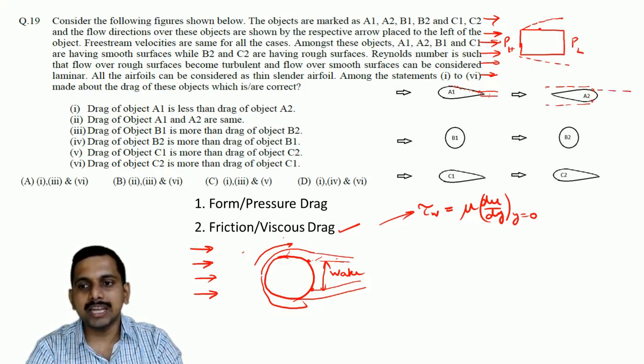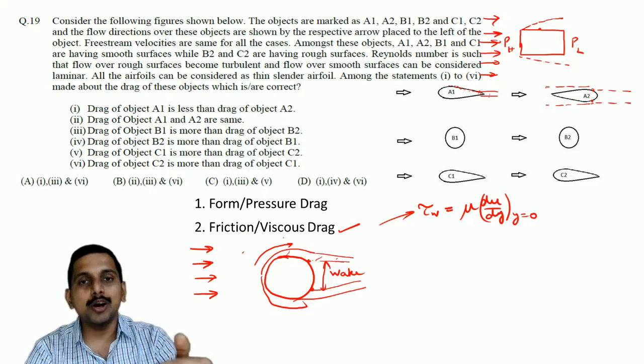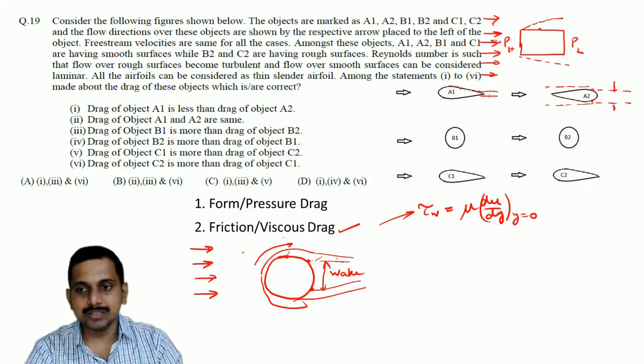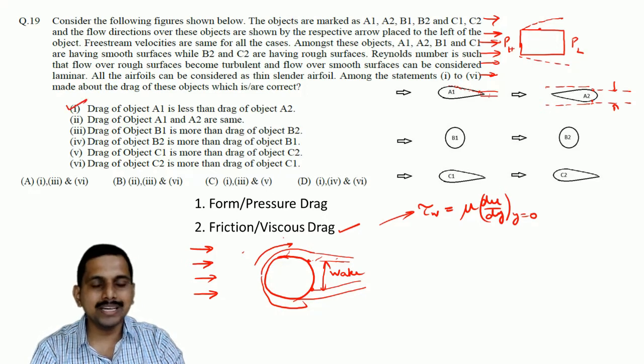So the wake area is high. Because the wake area is large, the drag in A2 is greater than that of A1, or the drag of A1 is lesser than that of A2. So 1 is right.